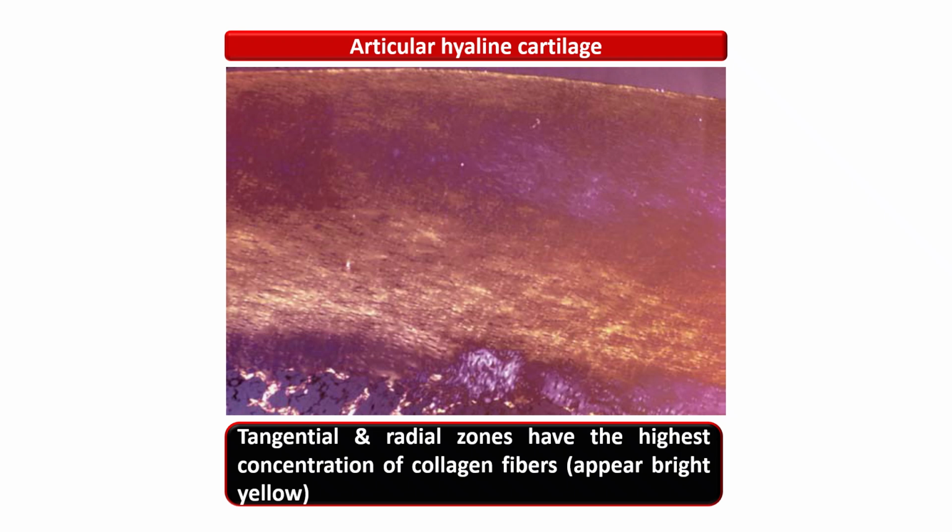This is the articular hyaline cartilage. Here you can see that in the tangential zone and in the radial zone, there is the highest concentration of collagen, which appears bright yellow.